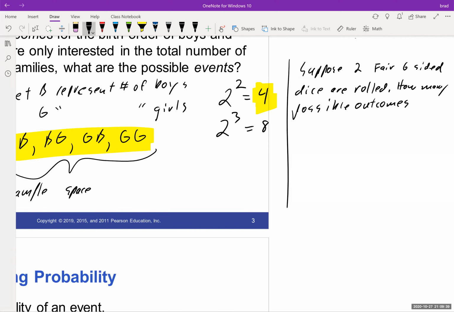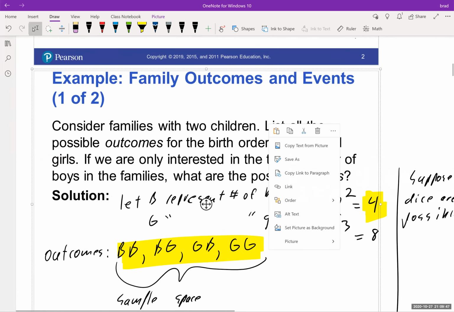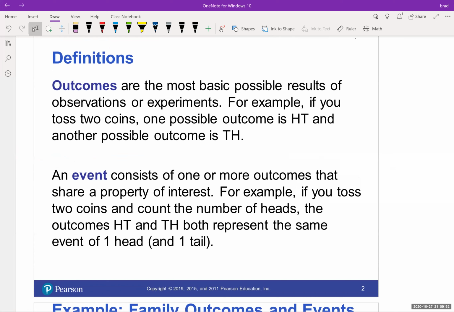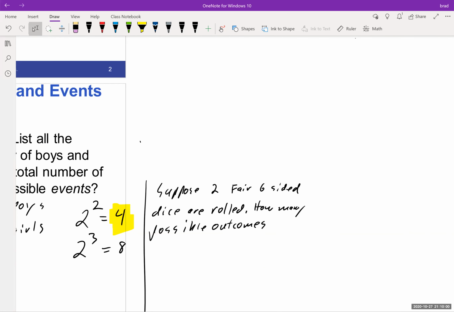Well, the way your book describes outcomes is a little different than in my statistics class. I just want to make sure I'm keeping up with their definition. For example, if you toss two coins, one possible outcome is heads, tails, and another possible outcome. Yeah, okay, so they're still doing it the same as me. So, two dice are rolled, how many possible outcomes are there?